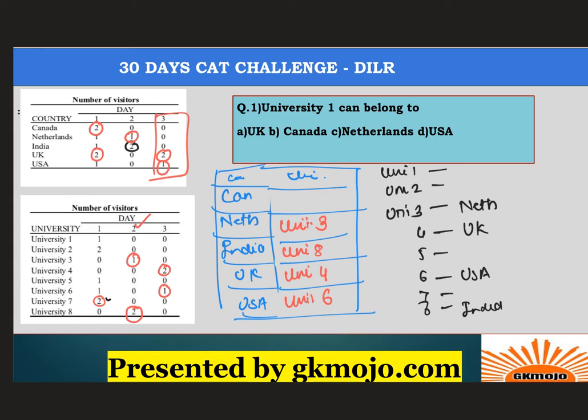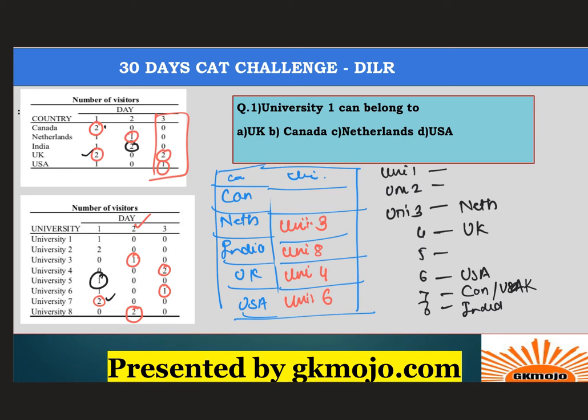University 7, as we saw, can be either Canada or US. So University 7 can be Canada or US, right? Now let's see University 5. University 5 has one visitor. Now each other country has one visitor, so this is UK. By mistake I wrote USA.